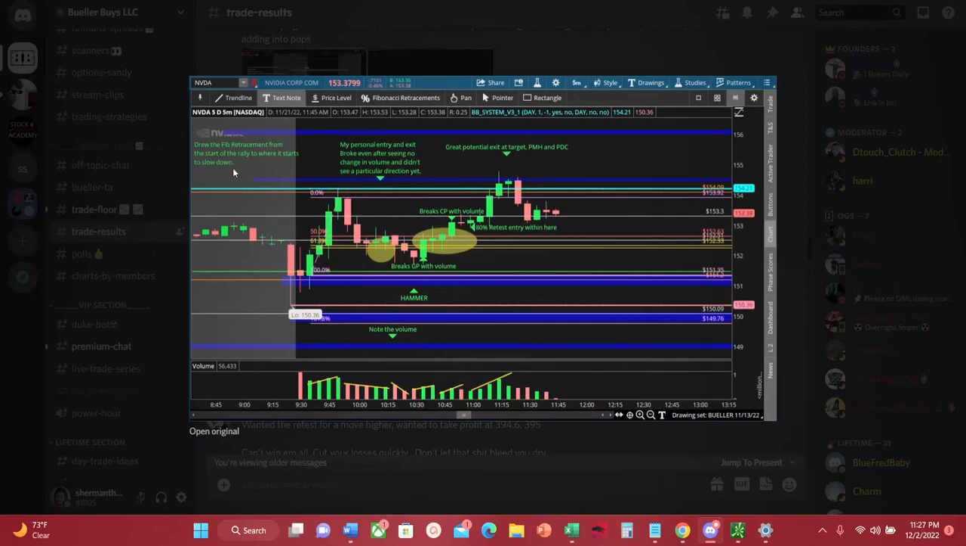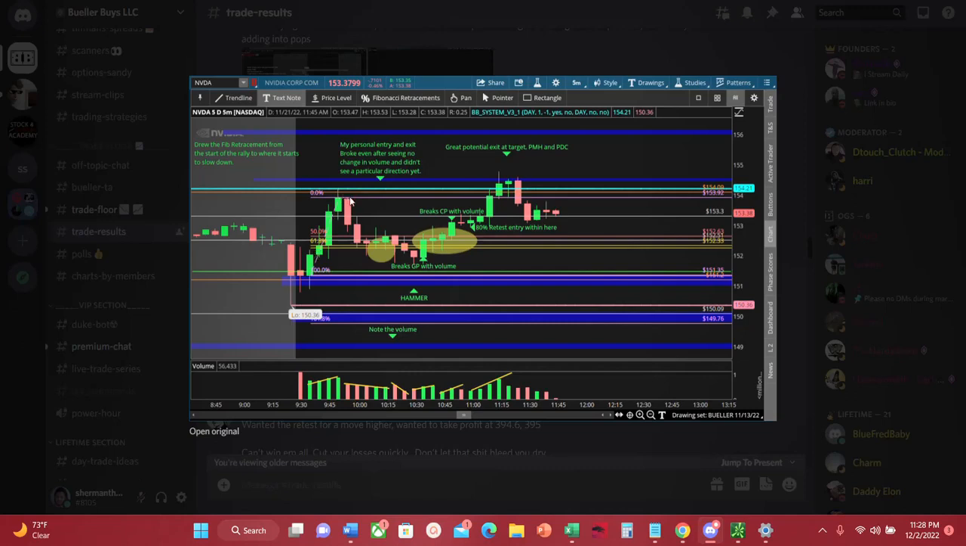So, what did I do here? Drew the Fib retracement from the start of the rally to where it starts to slow down. Okay. And I grabbed it on the meat of the bone at both times. And it is appropriate to grab it from the wicks as well. In this case, you pretty much end up in the same areas. But I like the meat sometimes too. I like the meat of the bone. So, anyway.